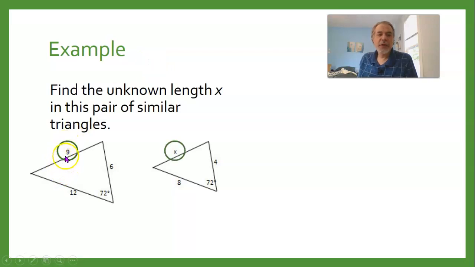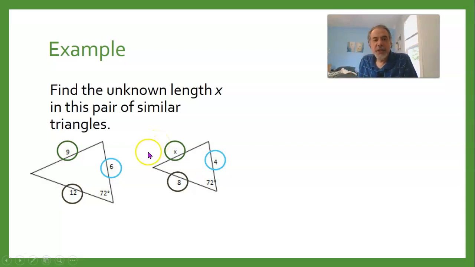So in these two triangles, the 9 matches with the x, the 6 matches with the 4, and the 12 matches with the 8. And so those are in the same proportions. 9 over x, and 6 over 4, and 12 over 8 are all equal. So to find the number that goes in for x, we can set this up as either 9 over x equals 6 over 4, or we could do 9 over x equals 12 over 8.